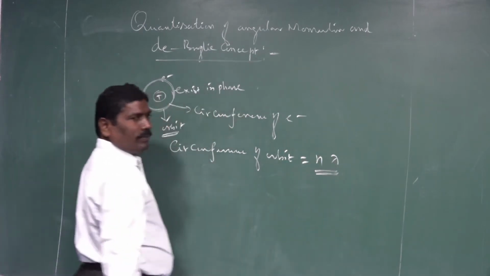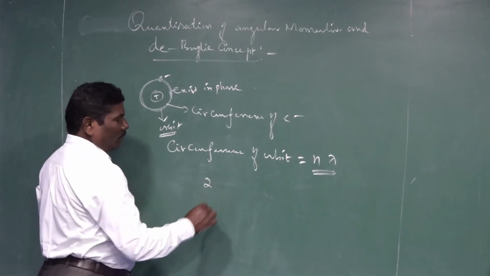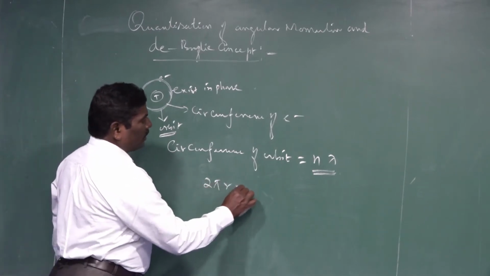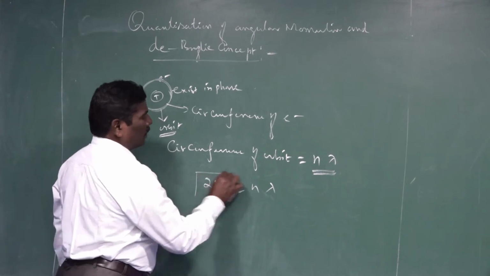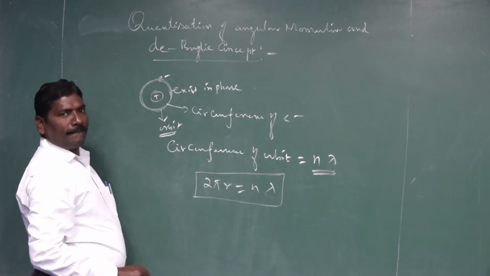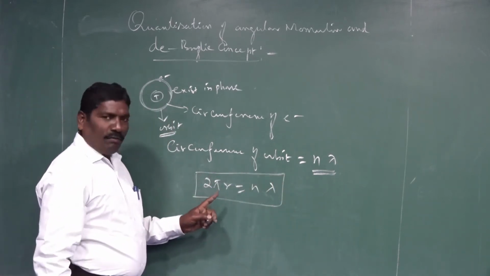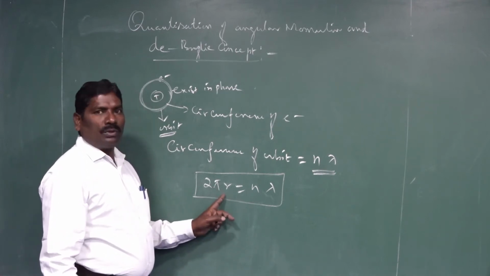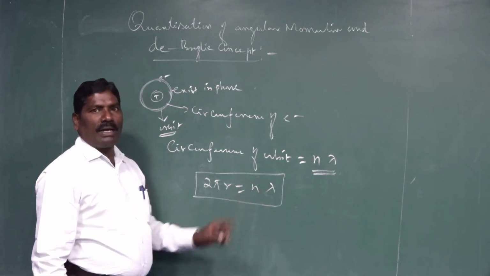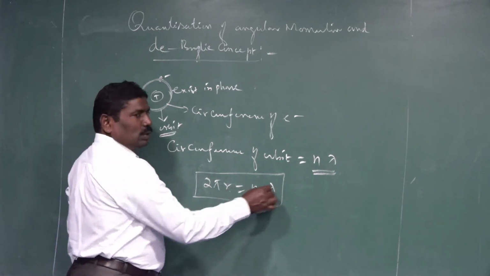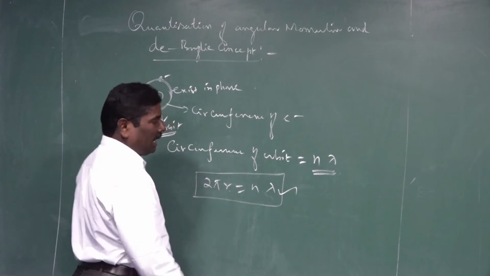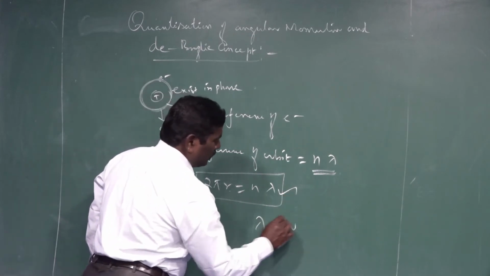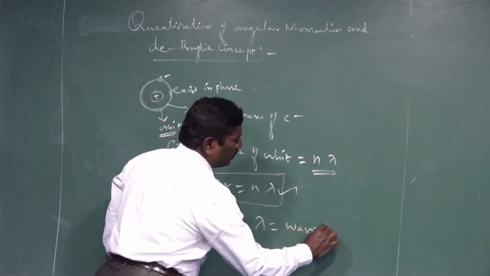We have already studied in Bohr's concept that 2 pi r is equal to n lambda. This is the definition: the circumference of the circular orbit is equal to an integral multiple of the wavelength, where lambda is the wavelength.